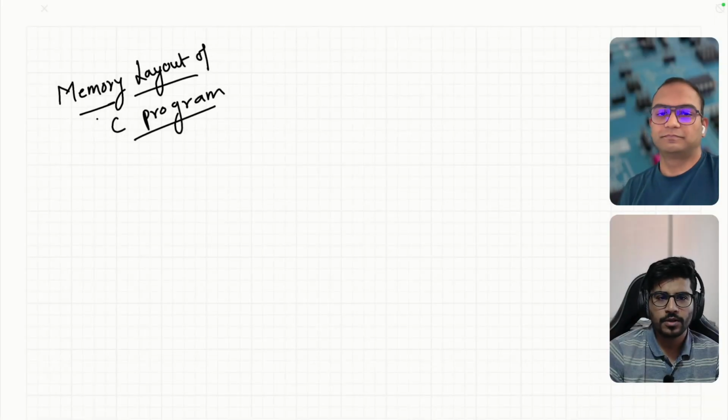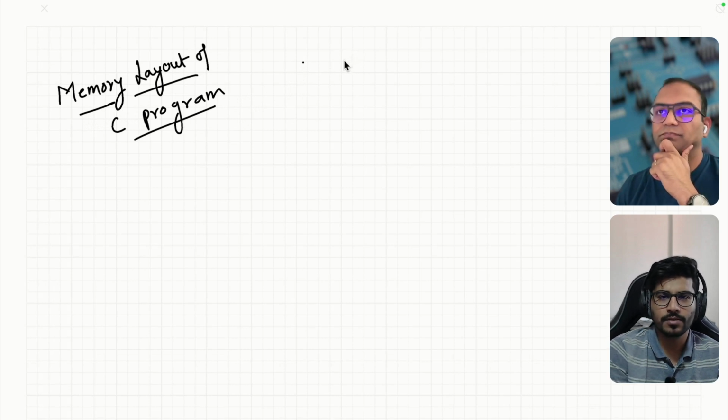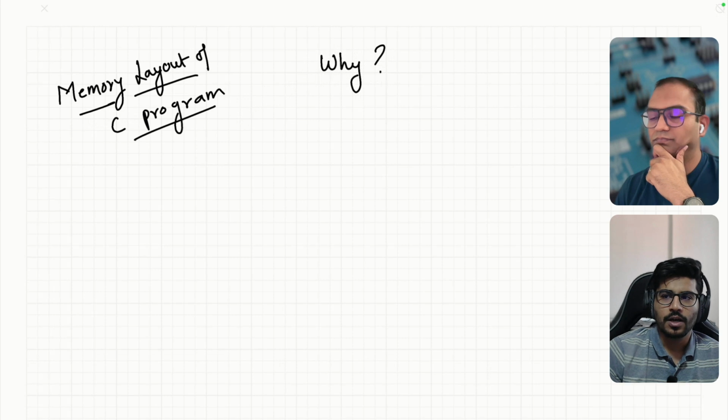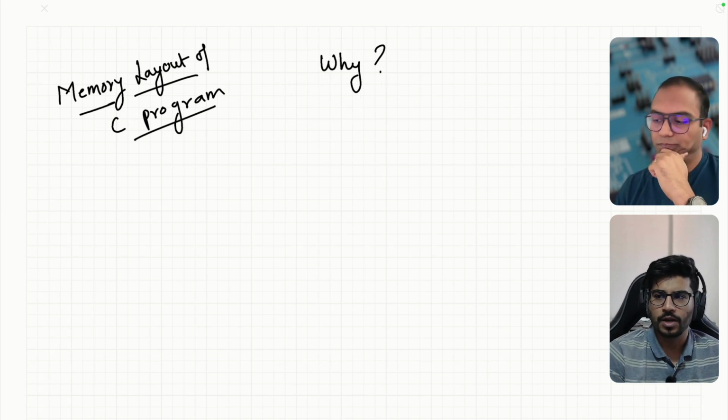So let's talk about the memory layout of a typical C program. Before going after what the layout is and what all sections it has, let's shed a bit more light on why it is necessary. Why should we care about how the memory is laid out? How, or rather what pieces of our program go where.